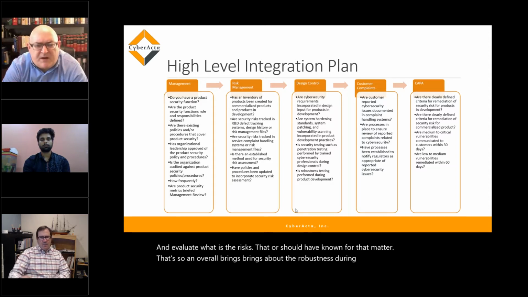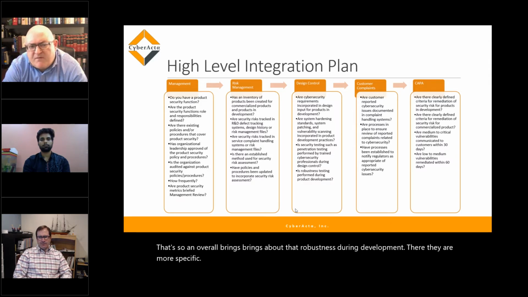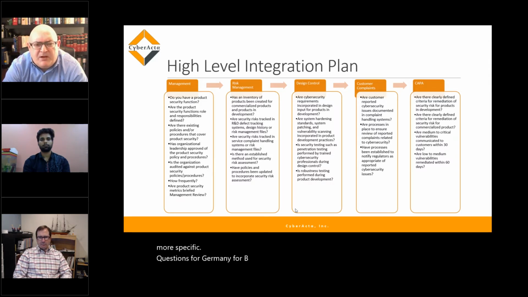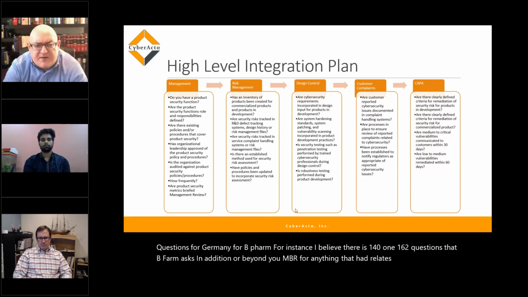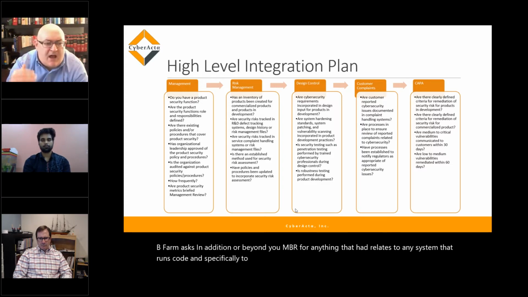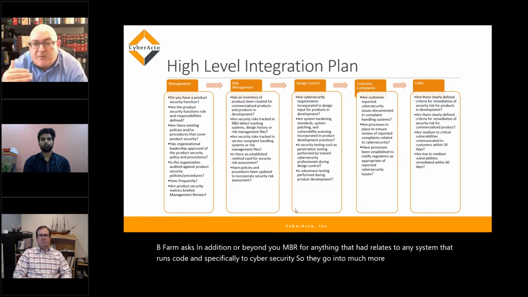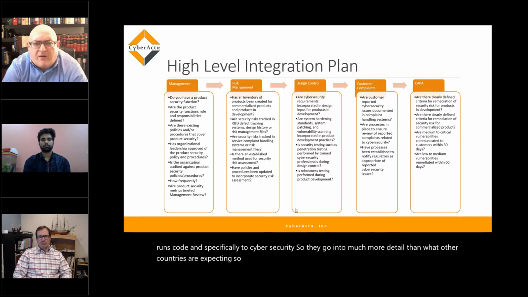There are more specific questions for Germany, for BfArM, for instance. I believe there are 162 questions that BfArM asks in addition to, or beyond, EU MDR for anything that relates to any system that runs code, and specifically to cybersecurity. And they go into much more detail than what other countries are expecting. So that's something to be aware of.